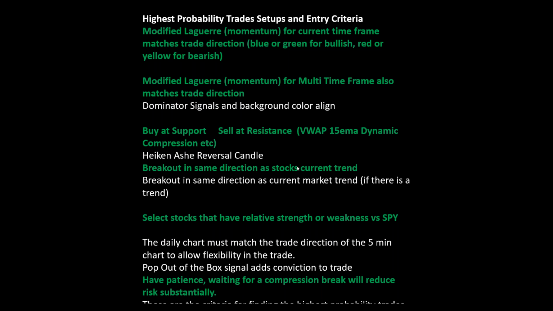And so if the stock's bullish for the day and moving up, we're going to go long. If it's been bearish for the day and going down, we're going to go short. And also we want to join the current market trend if we can. In other words, if this market's going down for the day or trending down, we want to focus on mostly shorts. And if it's going up for the day, we want to focus on mostly longs.